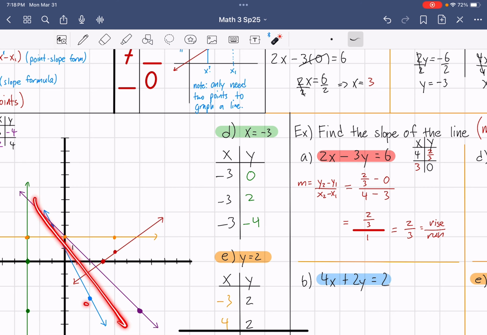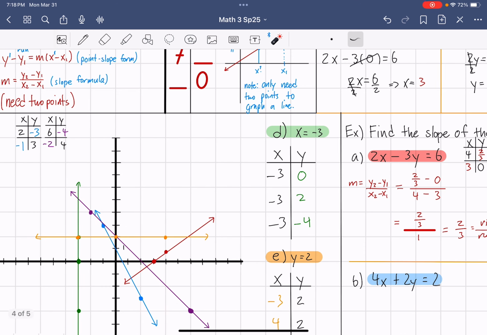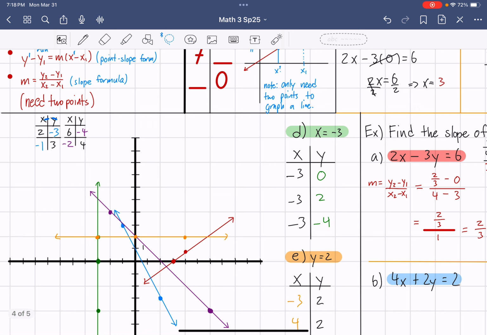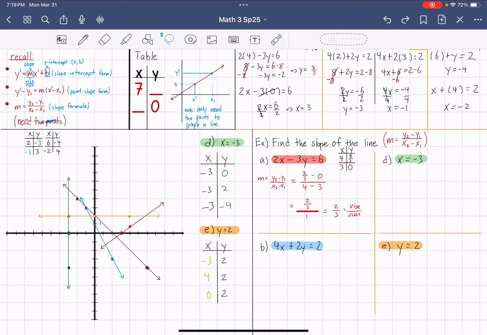Versus these ones that are going downward, those are actually going to end up being negative, and we're going to see that using the formula right now. Let me just move these ordered pairs to here. Oops. I missed the negative symbol, and that's going to be important.